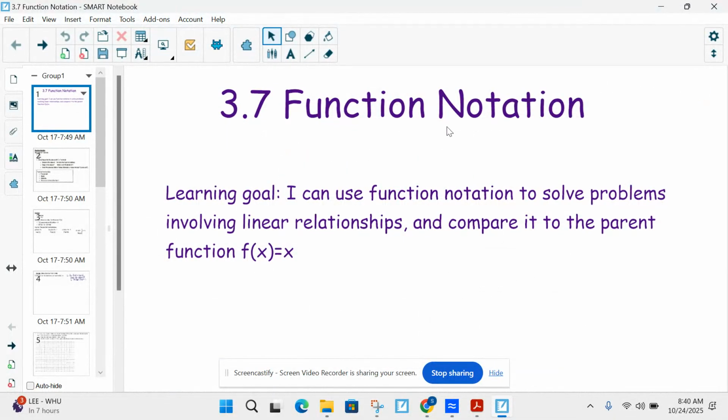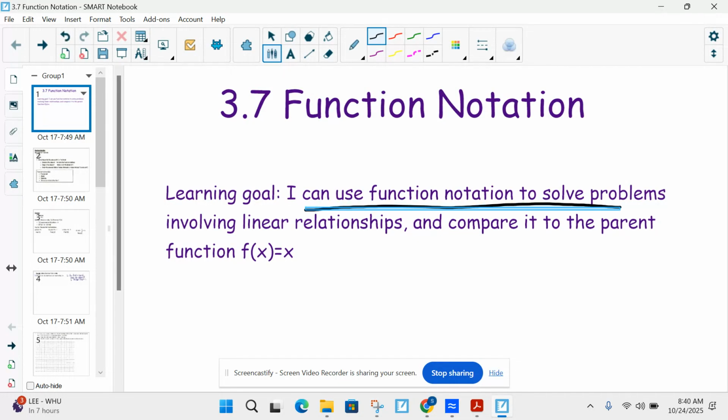All right, today we're doing lesson 3.7 on function notation. So go ahead and write your learning goal at the top. I can use function notation to solve problems involving linear relationships. So this part is what we're doing today. So you can just write that down in your notes.